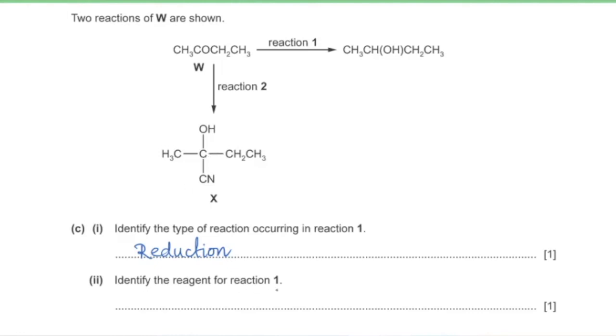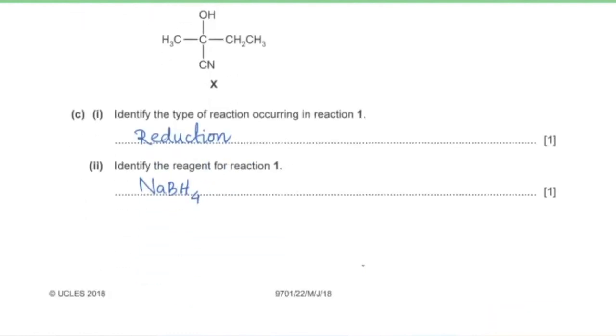Identify the reagent for reaction 1. Now to turn the ketone group back into a secondary alcohol, we can use any reducing agent, either LiAlH4 or NaBH4. Let's say that I use NaBH4. The only difference between LiAlH4 and NaBH4 is that LiAlH4 can reduce both acids and ketones, while NaBH4 doesn't have enough power to reduce acids or aldehydes back into primary alcohol. It can only reduce ketones back into secondary alcohols.